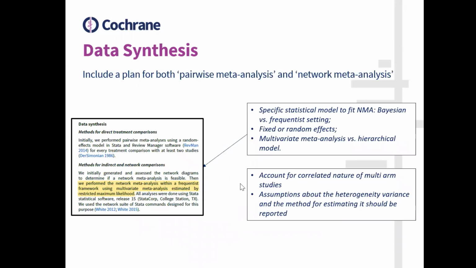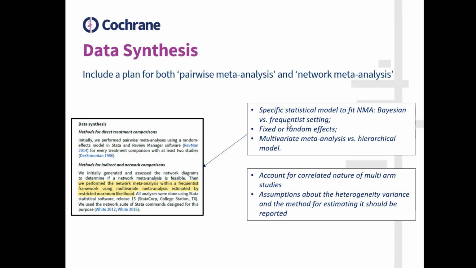Okay, so moving on to data synthesis. Here for this review, they've got methods for direct treatment comparisons and methods for indirect and network comparisons as well. So sometimes review authors will still undertake pairwise meta-analysis. So they need to present the methods for those, and also for the network meta-analysis as well.